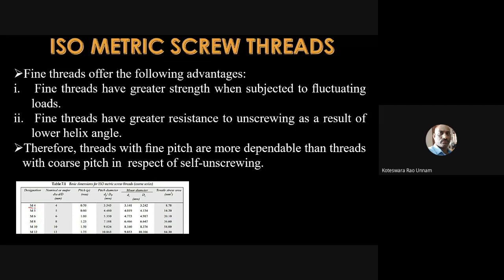See, M followed by 4 is there. So what does it mean? 4 means the nominal diameter. M4 indicates a metric thread having a nominal diameter of 4 mm. So that's what you can see here.